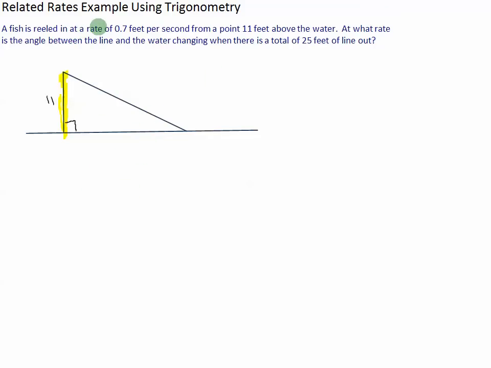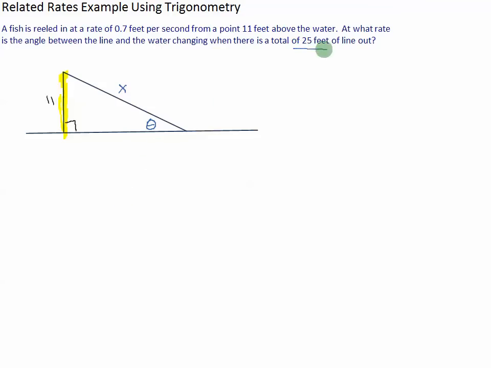A fish is reeled in at a rate of 0.7 feet per second. Well, that's this distance here. That's the fishing line at which you're reeling it in. So let's label that x because I know that's changing with time. And then it says, at what rate is the angle between the line and the water changing? So of course that's this angle, so we'll call that angle theta. So those are the two things changing with time that are relevant in this problem.